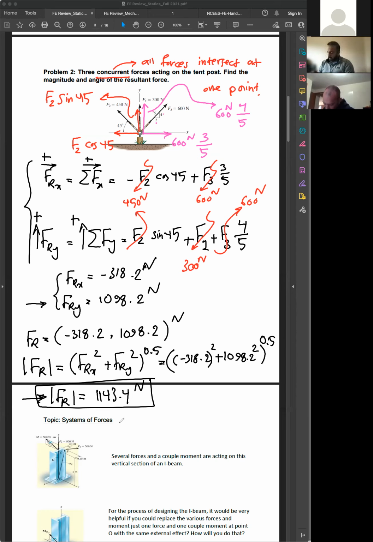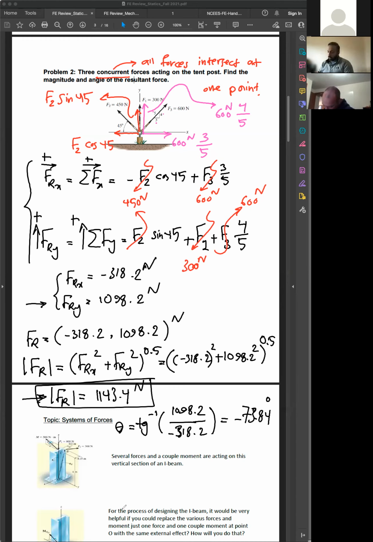Now the angle. Theta is arctangent of FRY over FRX. What is FRY? 1098.2. FRX is negative 318.2. So this angle would be, let's see, arctangent, so it would be negative 73.84 degrees.